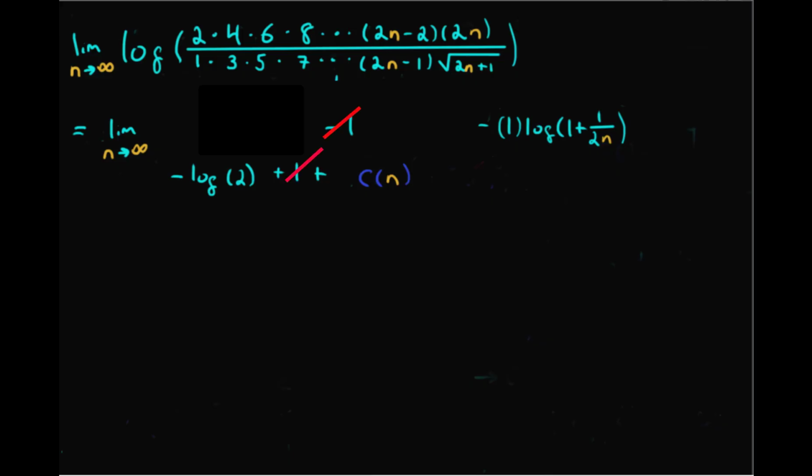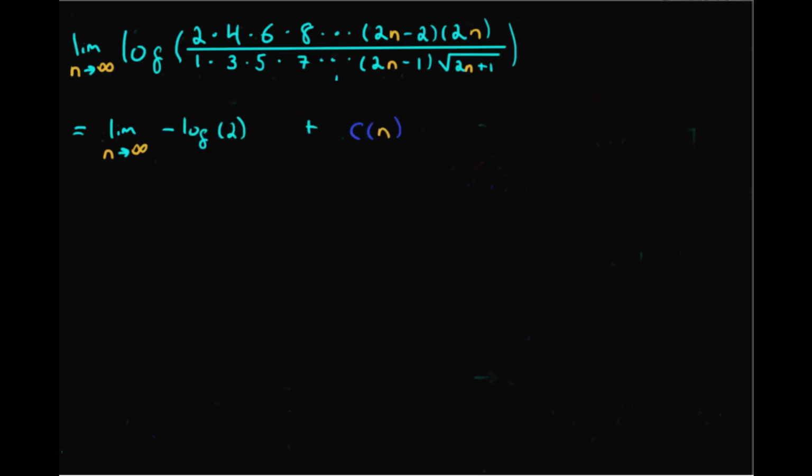Those terms cancel. And then turning our attention to the other term, minus 1 times the log of 1 plus 1 over 2n. As n goes to infinity, that becomes minus 1 times the log of 1. The log of 1 is just 0, so that term also cancels out. So this is pretty amazing now. All I'm left with on the right-hand side is the limit as n approaches infinity of negative log of 2 plus c of n. Well, let's simplify that by just adding log 2 to both sides of this equation. And now we're finally in a position to solve for c of n as n goes to infinity.